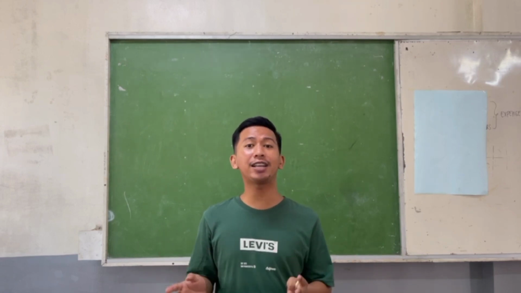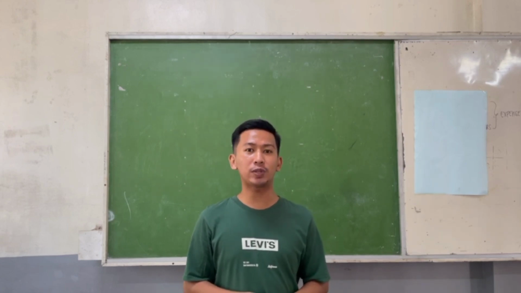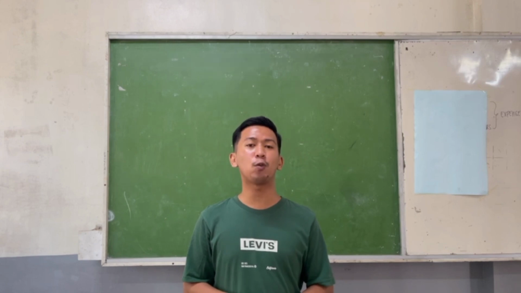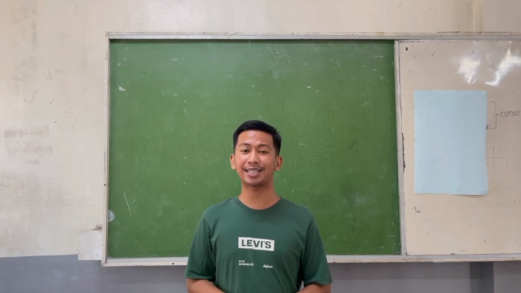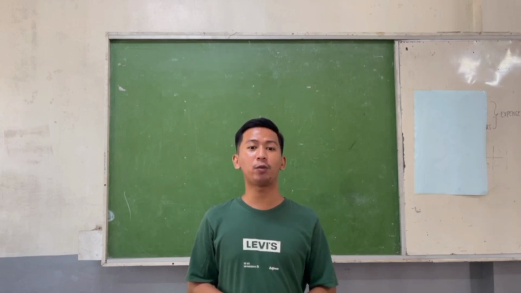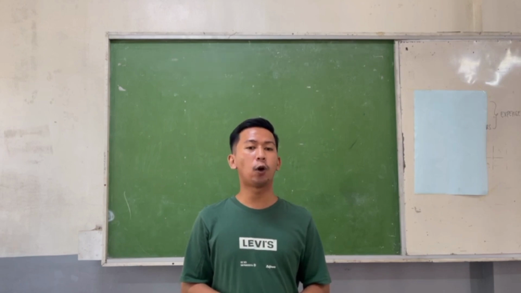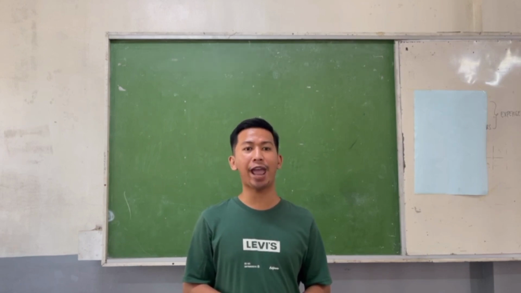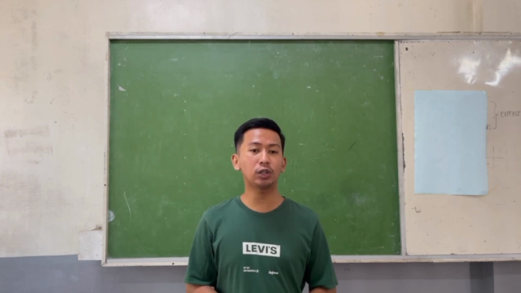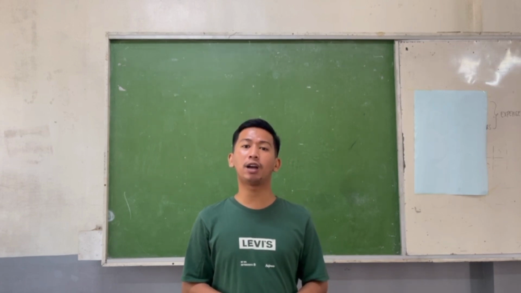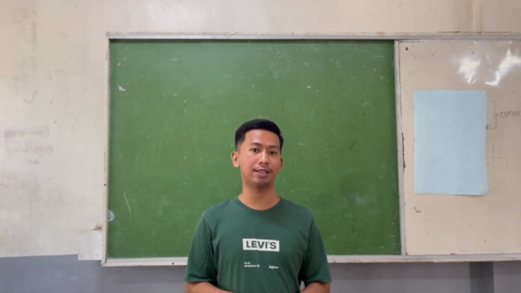Second, in identifying the slope given 2 points of a certain equation, you have to use the formula m is equal to y sub 2 minus y sub 1 over x sub 2 minus x sub 1. And here are the following steps. First, you have to designate your x sub 1 and y sub 1 and your x sub 2, y sub 2. Second, you substitute now the given to the formula. And lastly, do not forget to simplify your answer.